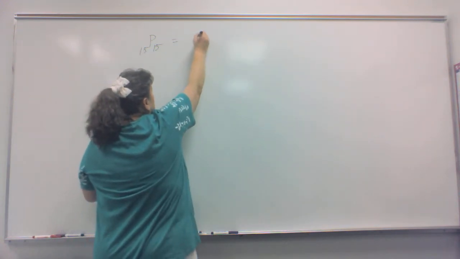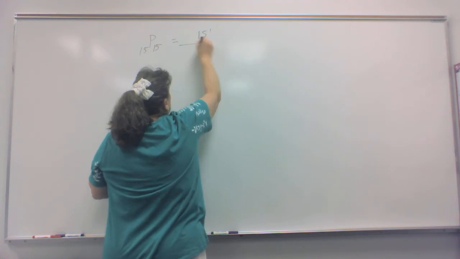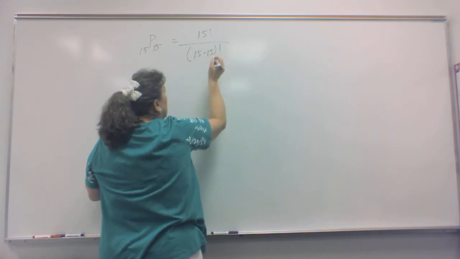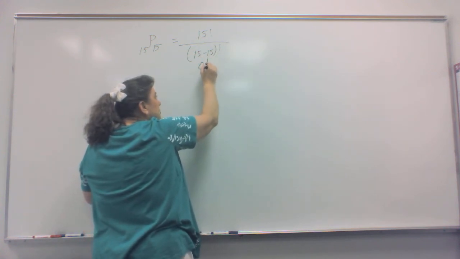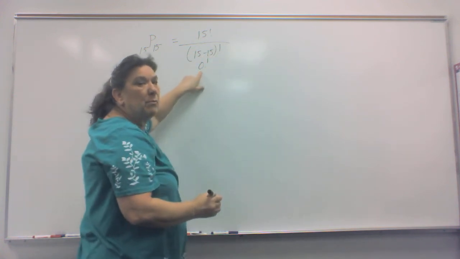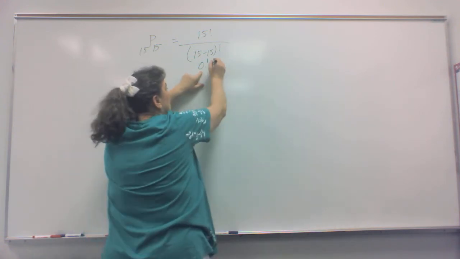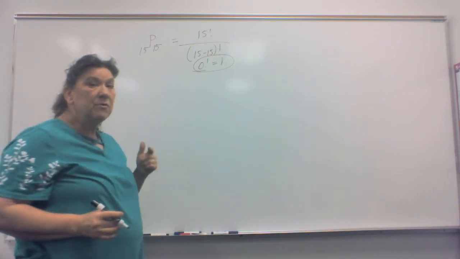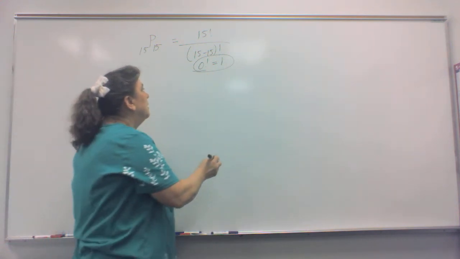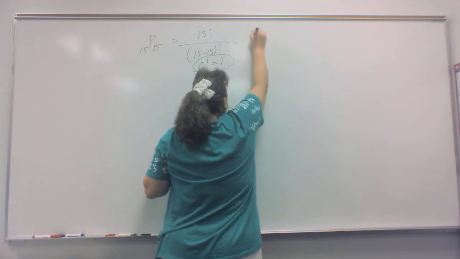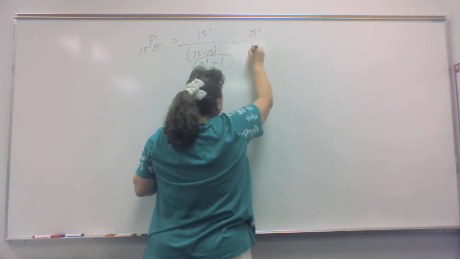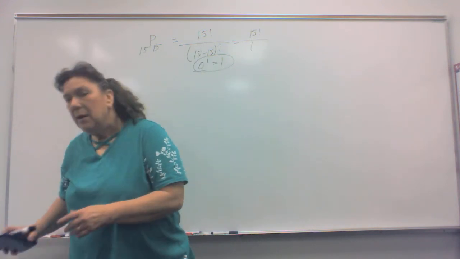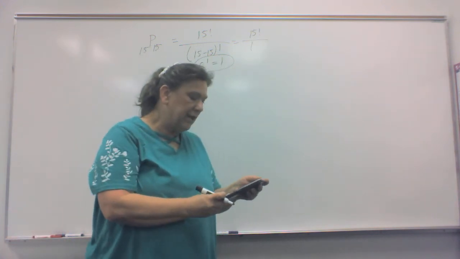So this is going to be 15 factorial over 15 minus 15 factorial. And this is 0 factorial. 0 factorial by definition is always equal to 1. So keep that in mind. 0 factorial equals 1. So this ends up being 15 factorial over 1, which would be 15 times 14 times 13, etc. But there is a real neat device on your calculator.